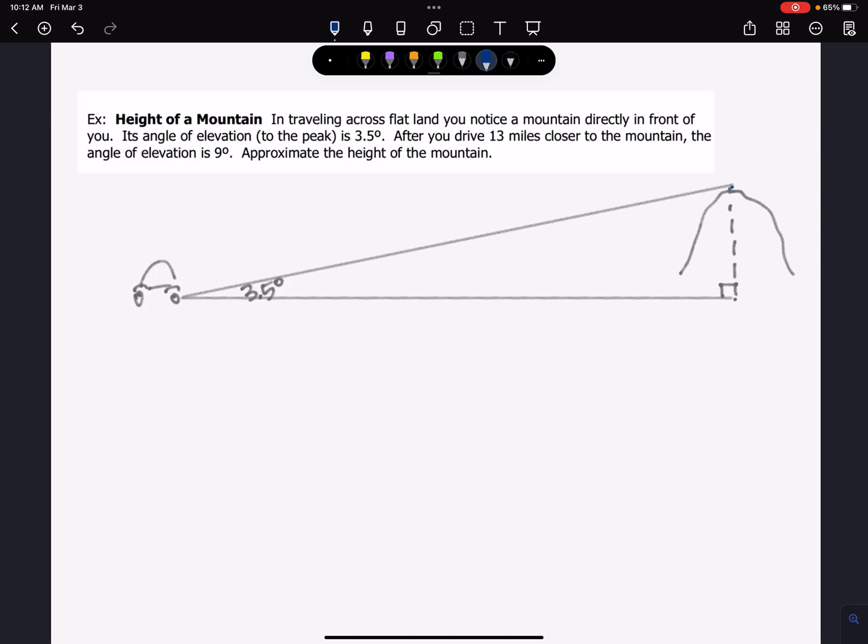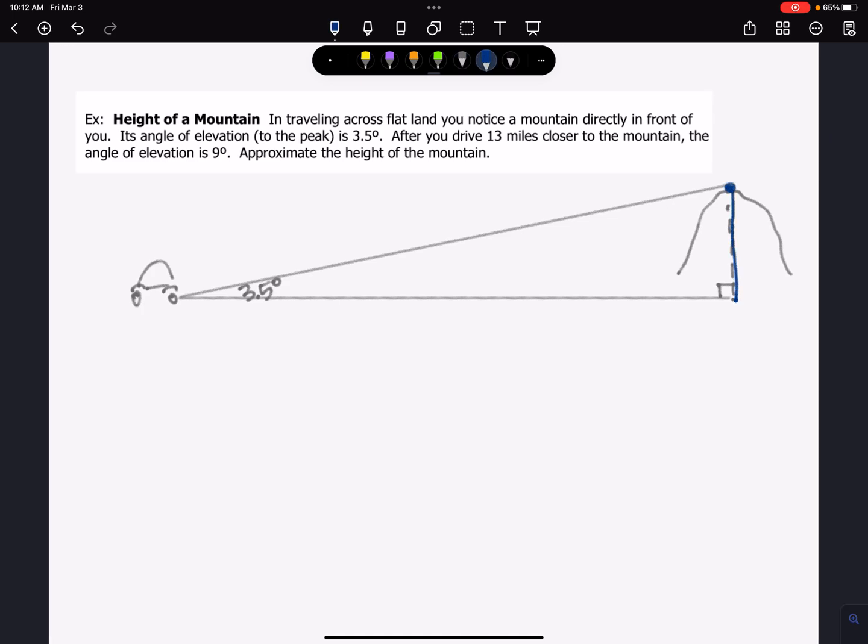And I know that I'm going to be looking for the height of the mountain. So I'm going to color code that and call it H. Now 13 miles later, when I'm closer to the mountain, we'll say that this is 13 miles. So 13 miles later, I'm closer to the mountain, and the angle of elevation is now 9 degrees. I still have a height of the mountain being H, so the height of the mountain has not changed.